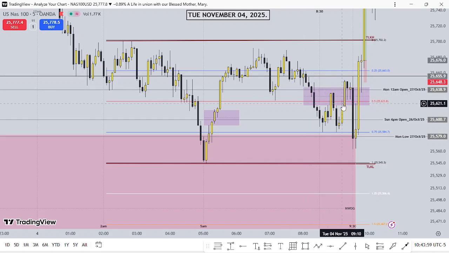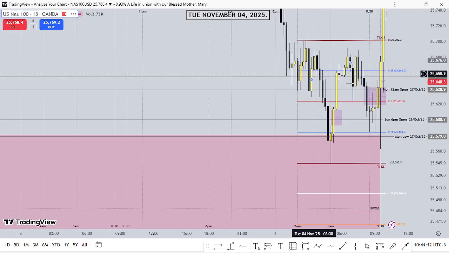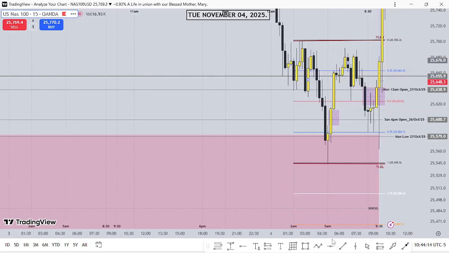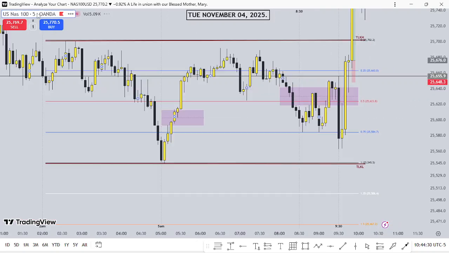Okay, so yeah, I want to explain the first loss that I took, then I'll go to the second one and I'll explain the last win. I'll show you what it looks like on the 15-minute time frame now. All right, so you can see this is the 15-minute time frame. Can you see the fair value gap here? Can you see the order block here? All right, so back to the 5-minute time frame.